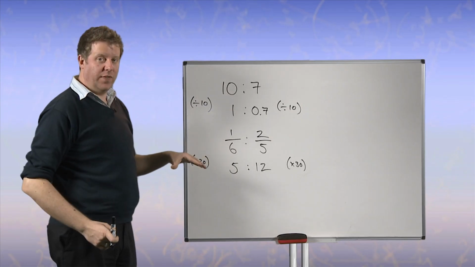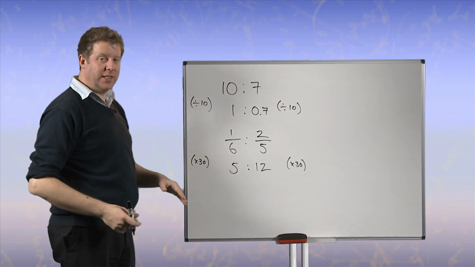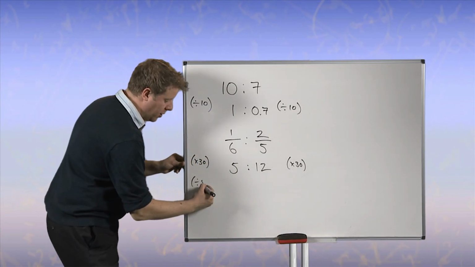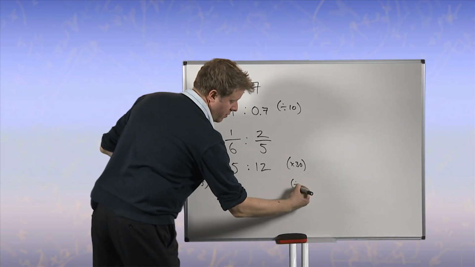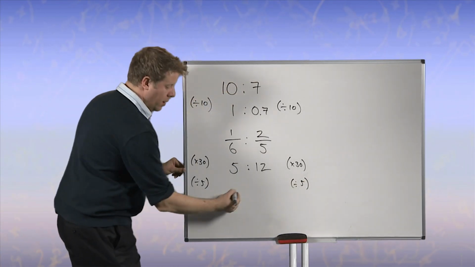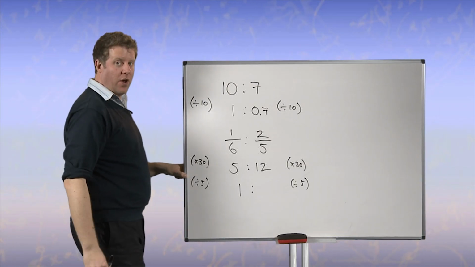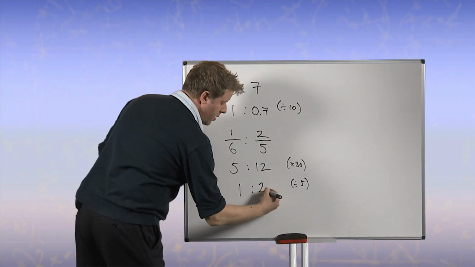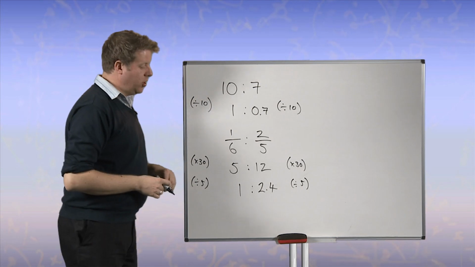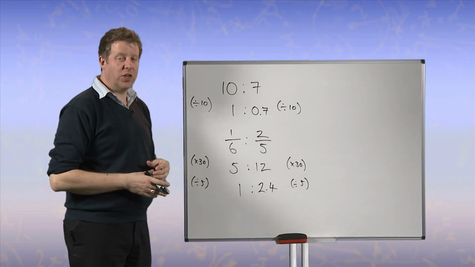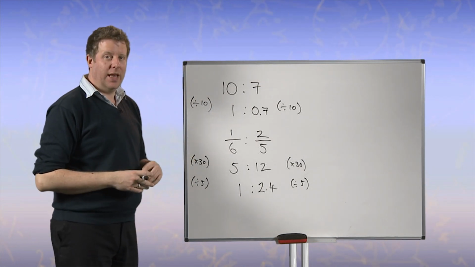That's not in unitary form though. Remember, I can simplify it one step further by dividing both sides, this time by 5. That will leave me with 1 on the left-hand side, and 12 divided by 5 gives me 2.4. Again, you could write that as a fraction. 12 over 5 would be exactly the same.